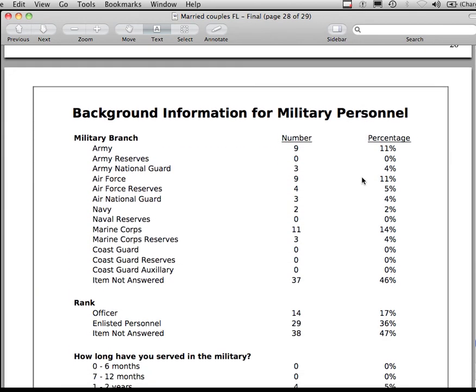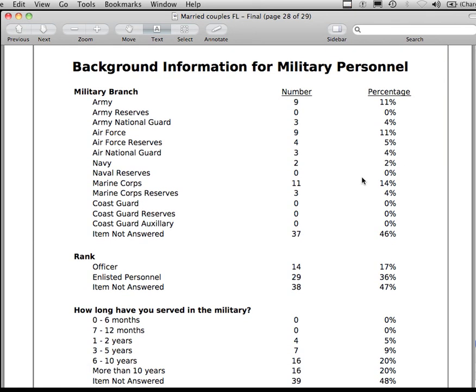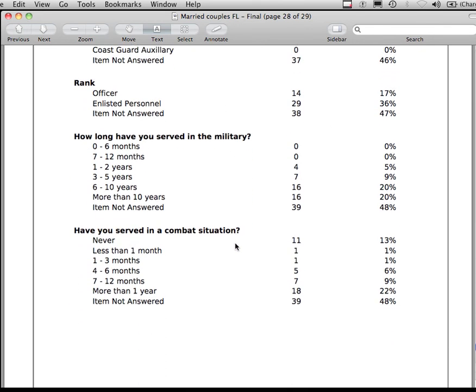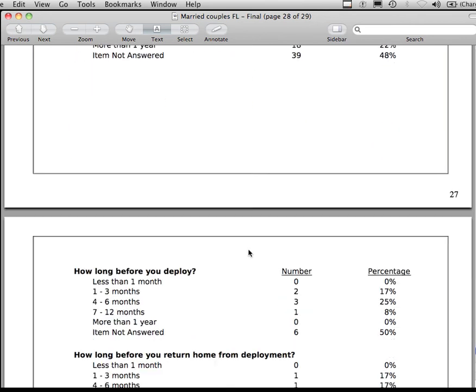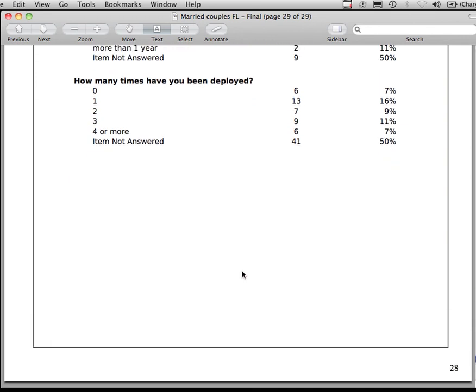And there's some extra background on the military personnel and what their situation is, the branch, the rank, how long they've served, have they served in a combat situation, deployment questions. So you get a nice breakdown of the data. So that's a walk through the checkup summary report. You can tell there's a lot there. It would take a little bit of time to comb through that and get your highlighter and your pen out and mark it up and think about the group you're working with. It's a powerful way to understand them at a deep level.